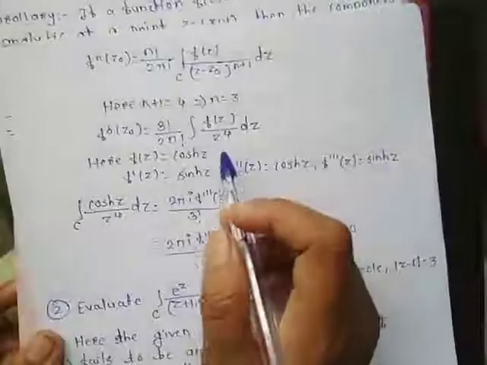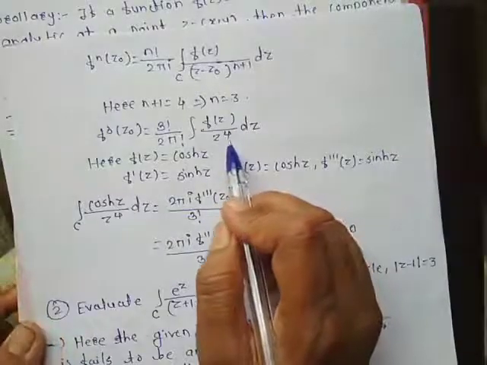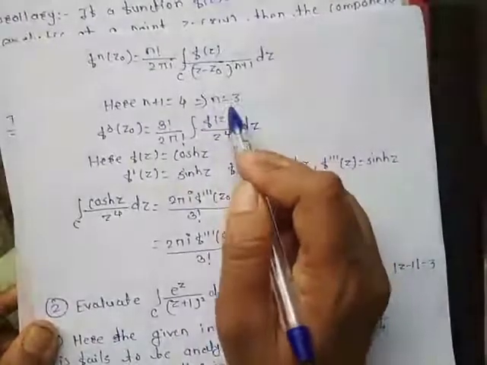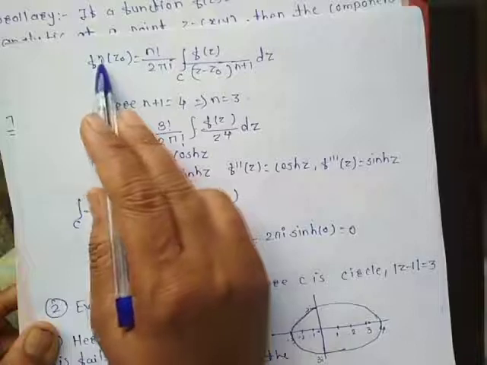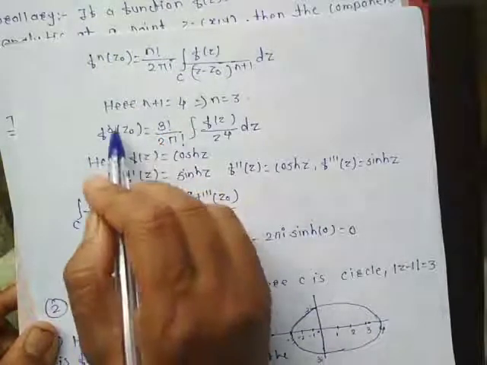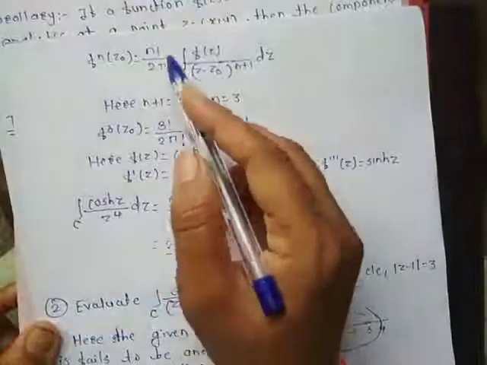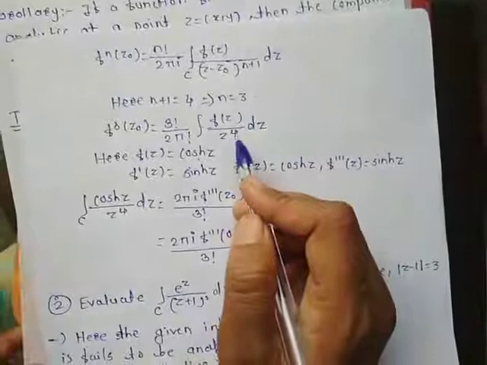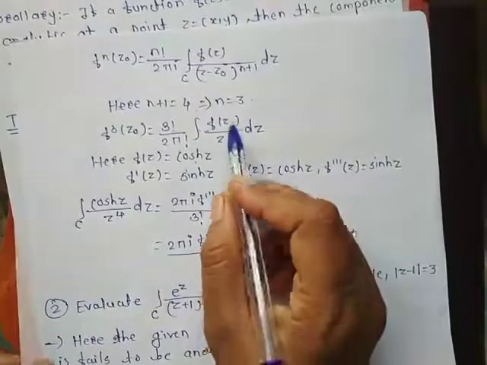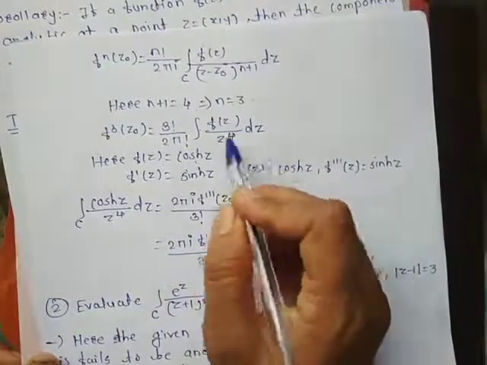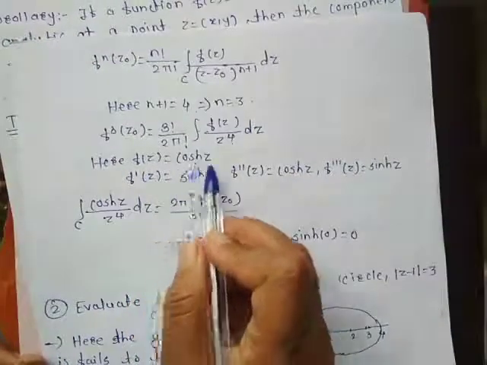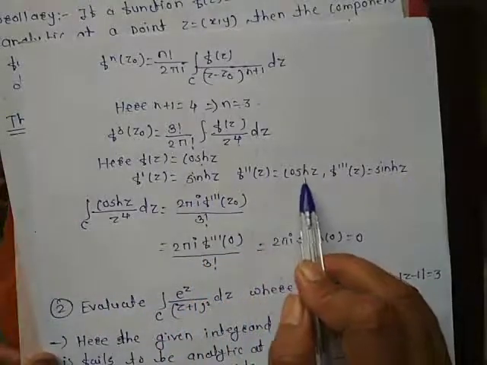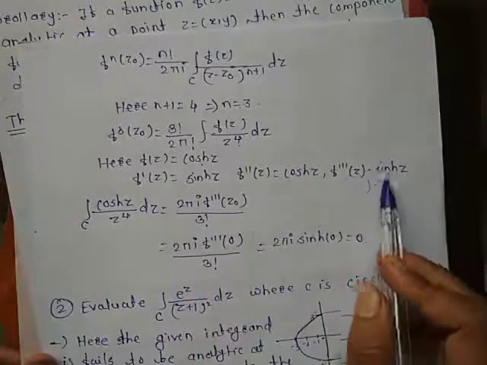We are given f of z upon z raised to 4, so here n plus 1 equals 4, which implies n equals 3. So put n equals 3 in this formula. We will get f raised to 3 of z0 equals 3 factorial upon 2 pi i times the integral over C of f of z upon z raised to 4 dz. Here f of z is cosh z. The first derivative is sinh z, the second derivative is cosh z, and the third is sinh z.